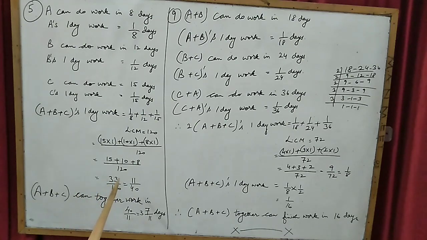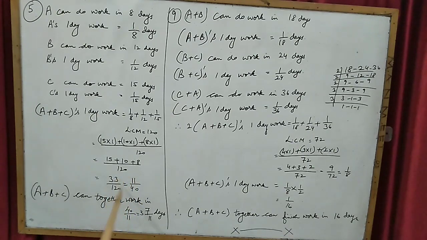Now if cancellation is possible, cancel it with the table of 3. 3 into 11 is 33, 3 into 40 is 120. See children, here we got 1 day's work, but our question is to find out how long they will together take to finish the work, not the 1 day's work. How many days will they take?